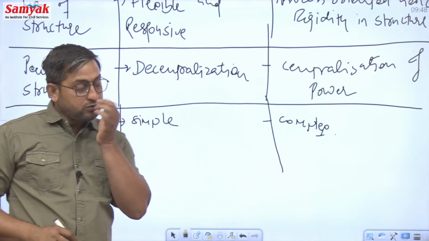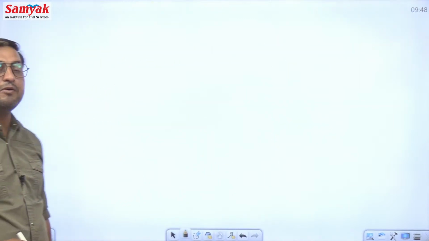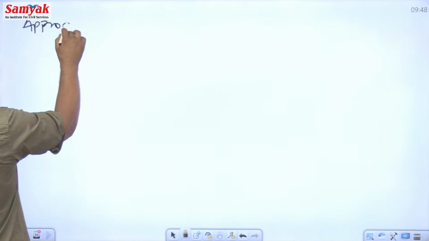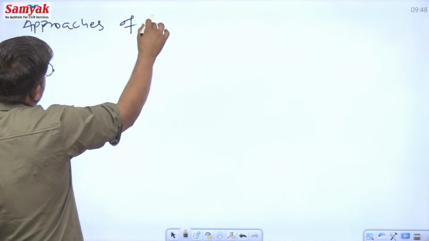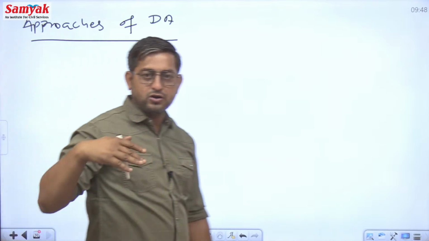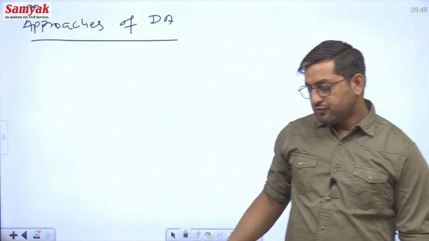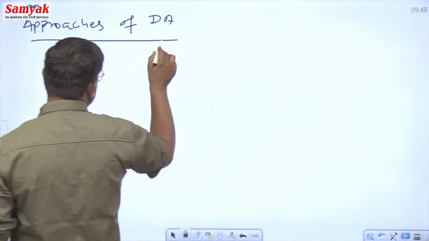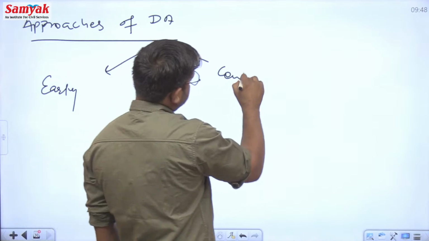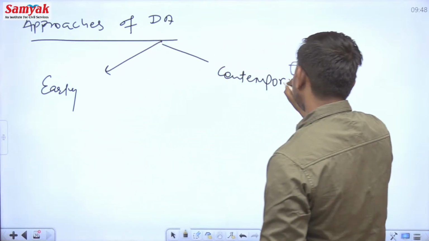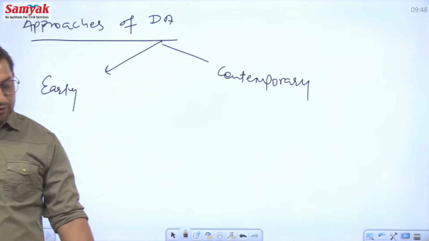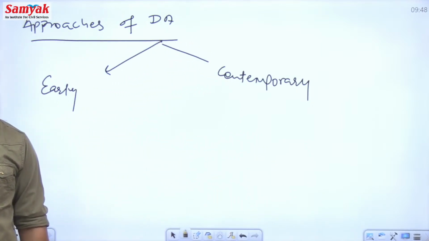Okay. Now there is one more question in DA, that is about the approaches of DA, that is, how you should ensure development administration. Basically, the approaches here mean how you should ensure development administration in your country. So in case of the approaches, we have two approaches. One is the early approach and one is the contemporary approach. Early means the traditional, basically. Contemporary means the present. In the early approach, there were various models.